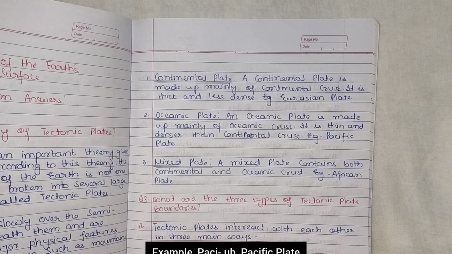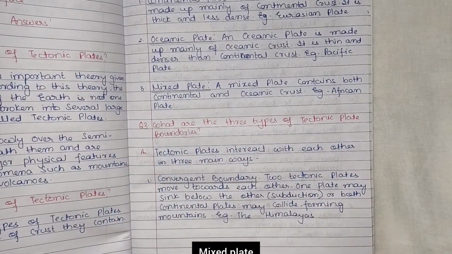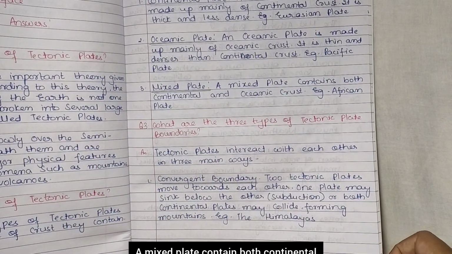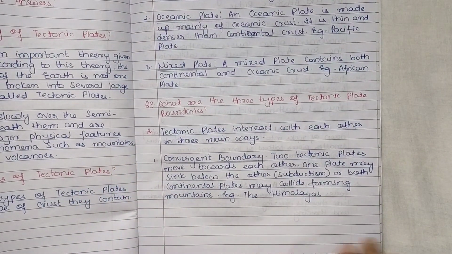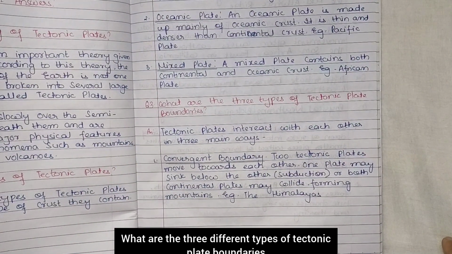Example, Pacific plate. Mixed plate. A mixed plate contains both continental and oceanic crust. Example, African plate. What are the three different types of tectonic plate boundaries?